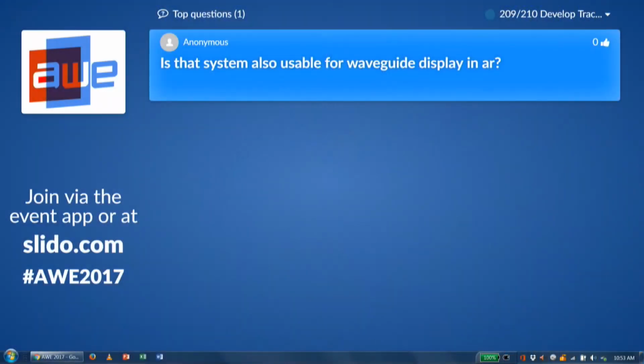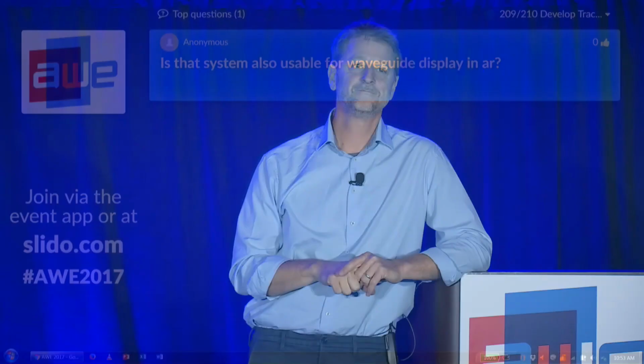Hopefully. Is the system also usable for waveguide display in AR? Yeah, definitely. We're actually demonstrating it at our booth with a waveguide display of Lumus's AR system. So at least this is something you can check for yourselves.